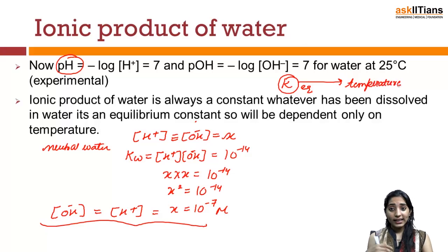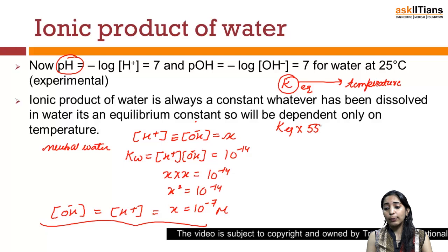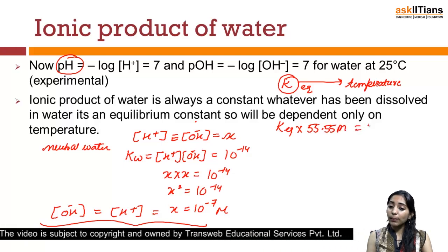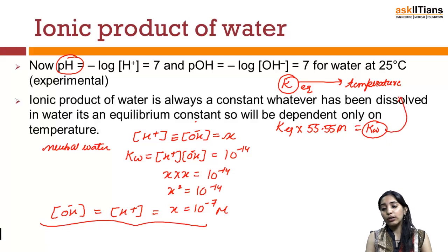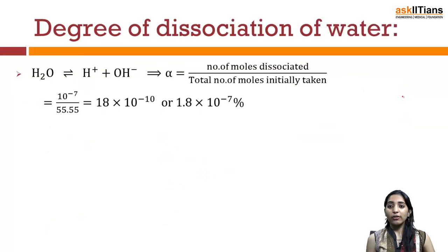And if I say Kw for water, Kw of water is nothing but K equilibrium into 55.55 molar. And this is nothing but again an equilibrium constant. So since it's an equilibrium constant, the value will again be dependent on the temperature rather than the respective concentrations of H positive and OH minus. We'll continue the discussion about the ionic product of water in the further slides when we encounter what we mean by the pH of any solution. By that time, we should discuss what we mean by the degree of dissociation of water.